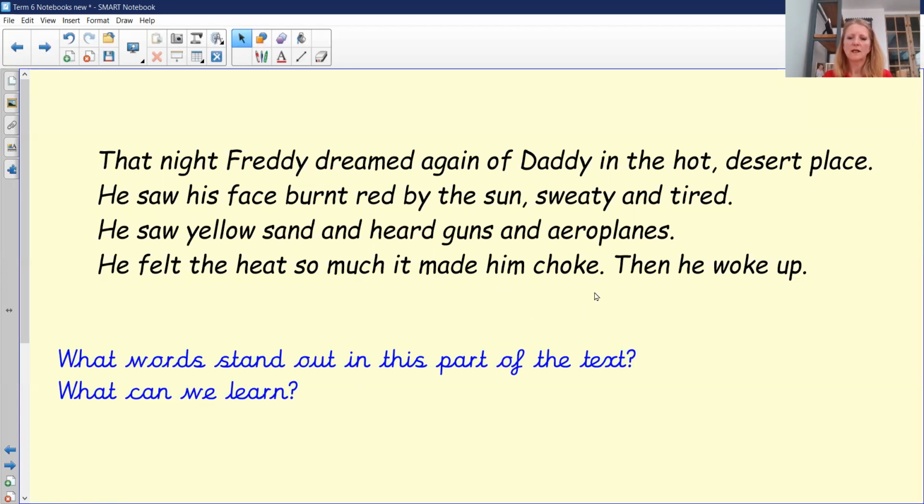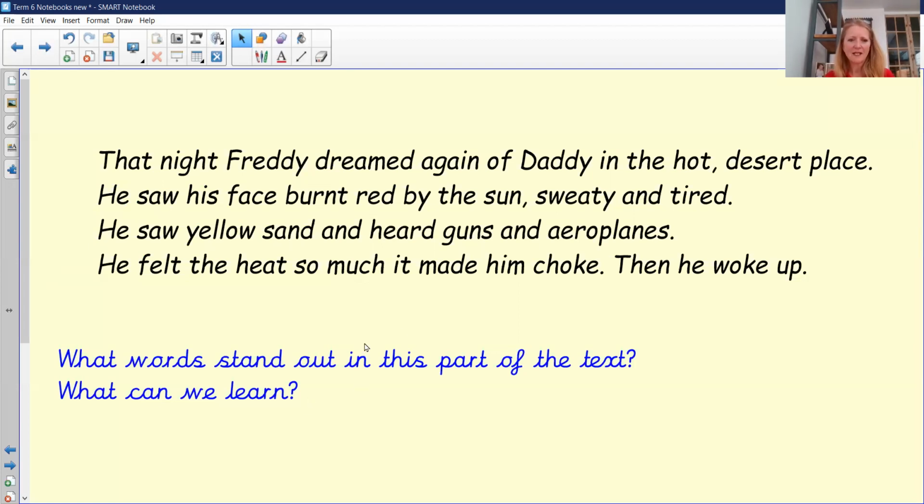There's a really good word to describe that, which is empathy. So he's having the same feelings that his dad would be having in the desert. So some really, again, nice, strong words, lots of imagery in this part of the text. So what can we learn from this?